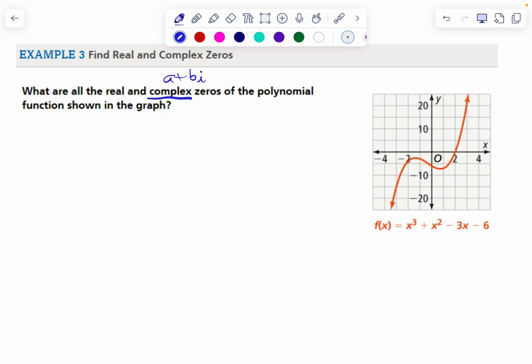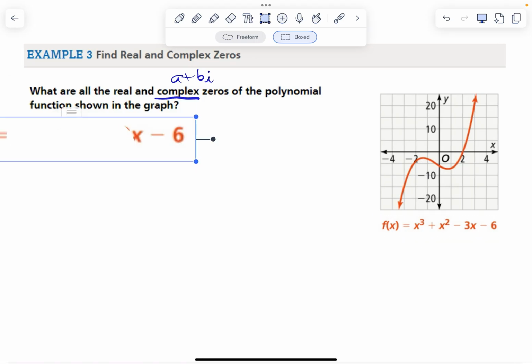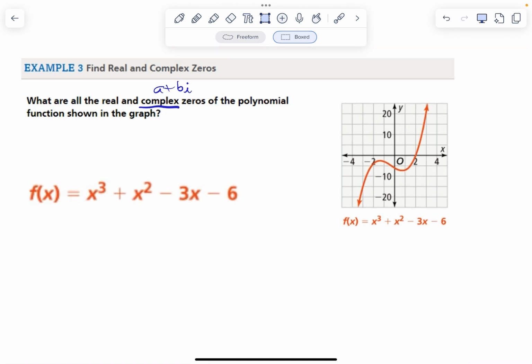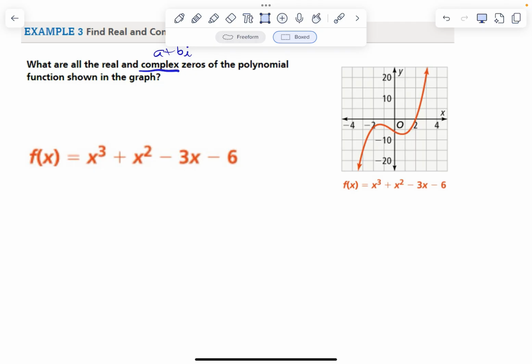Okay, but here's the thing. Look at the function. Can you factor that? Like we know we want zeros, so we have to factor, but can you? Well, do you remember on Tuesday I showed you factoring by grouping in the packet? Okay, that's an option. I'm not saying it works here, but check. Can we factor this by grouping?